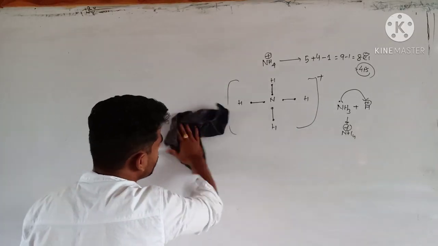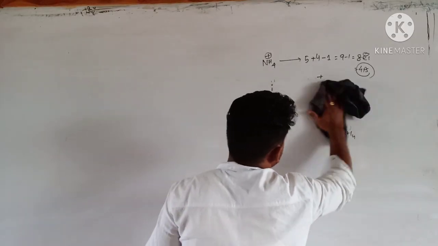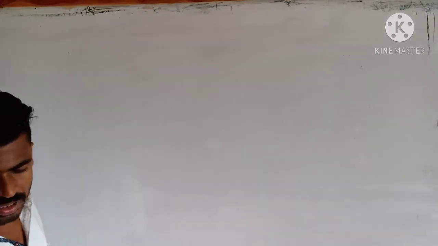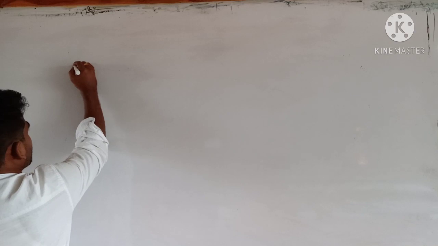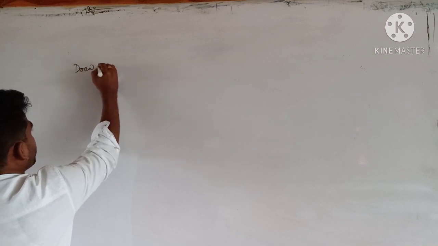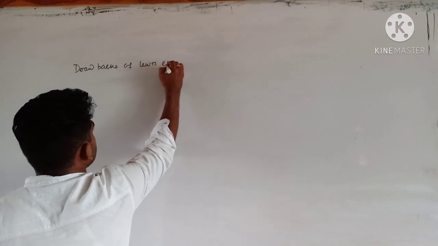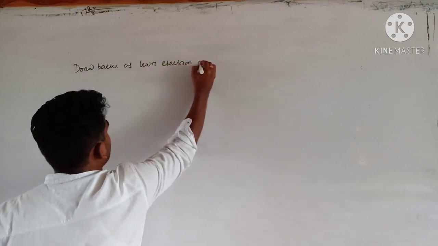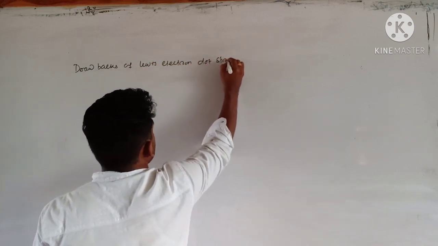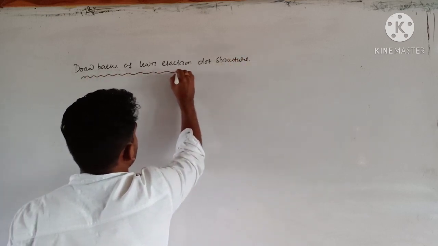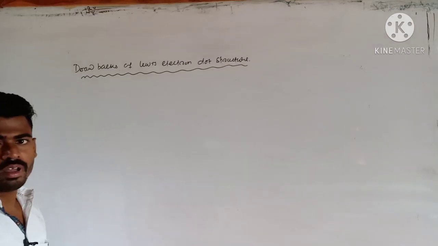But let us discuss what the demerits of this Lewis structure are. Drawbacks of the Lewis electron dot structure.